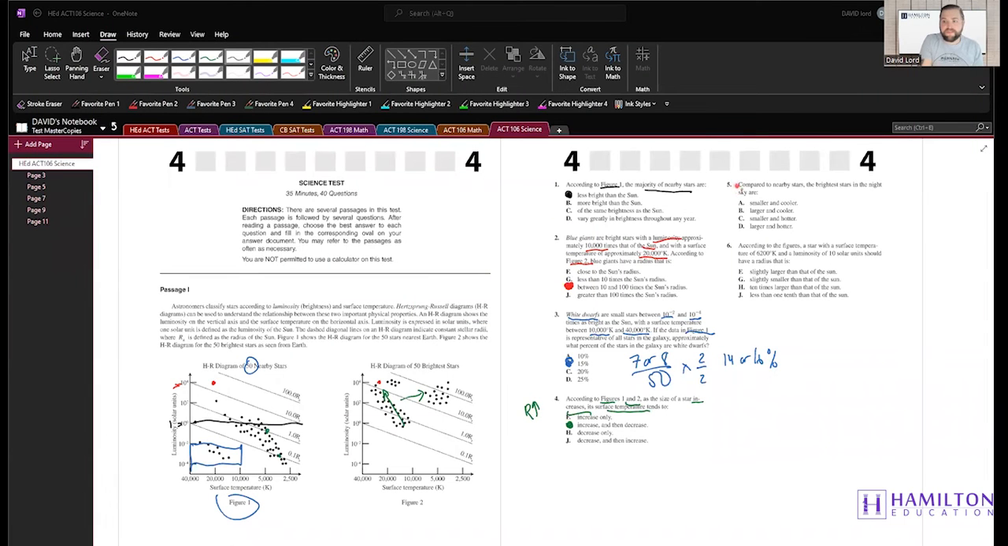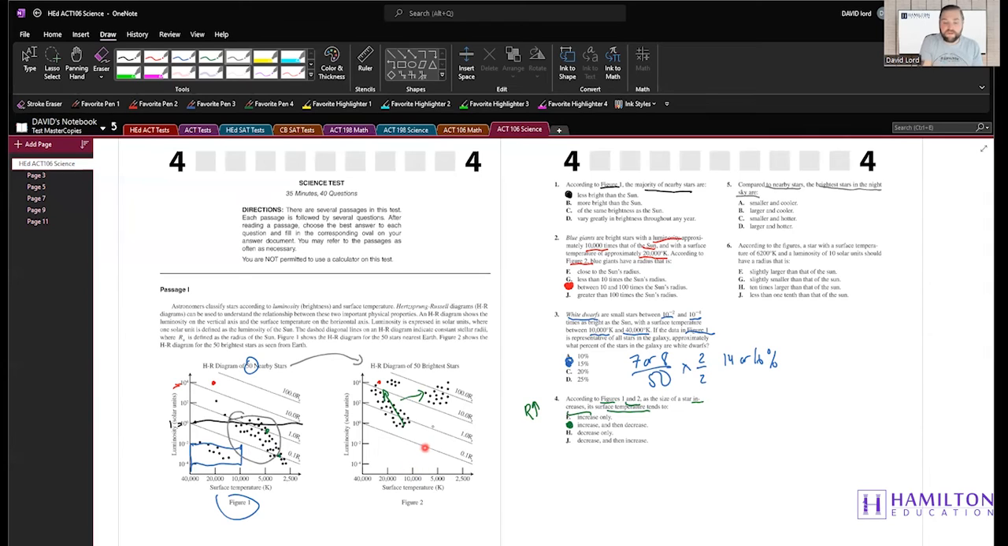Question number 5. Compared to the nearby stars, the brightest stars in the night sky are which of the following? So we are comparing the nearby stars to the brightest stars. So looking at this chart, I could look at a single data point, but it might be better to look at the nearby stars as a whole. So I'd say that the most nearby stars are around 1 to less than 0.1 R and around 5 to 10,000 in temperature.